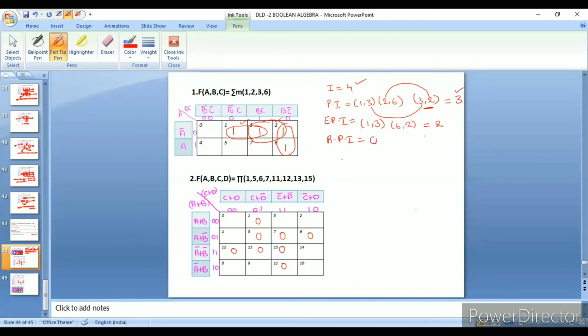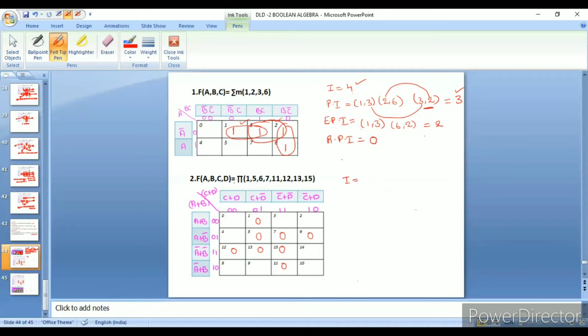So the redundant prime implicants for this particular problem are 0. So implicants are 4, prime implicants are 3, essential prime implicants are 2, and the redundant prime implicants are 0. So let us come to the second problem. I hope you will get a clear idea about this particular problem.